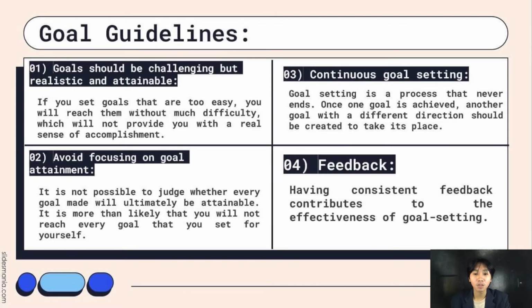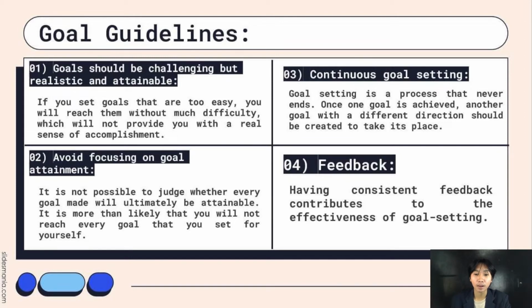Third, continuous goal setting. Goal setting is a process that never ends. Once one goal is achieved, another goal with a different direction should be created to take its place. In continuous goal setting, after you finish successfully the first goal, you need to proceed to another goal that is different from the previous goal. You need to set your goal in another direction that you want to achieve.